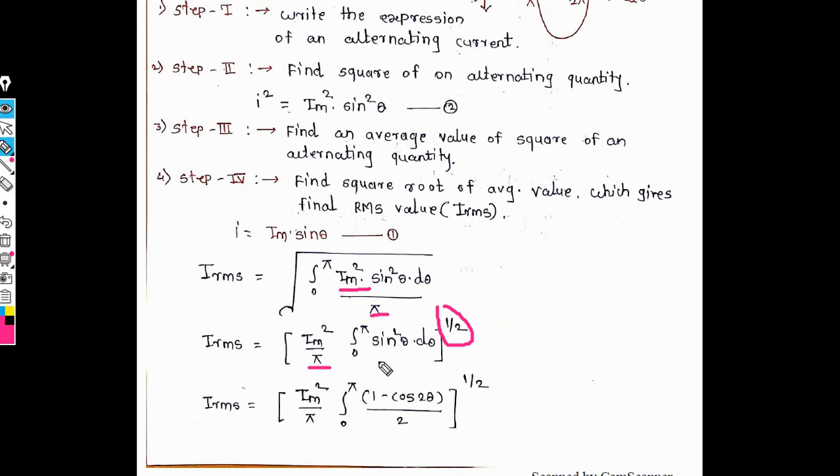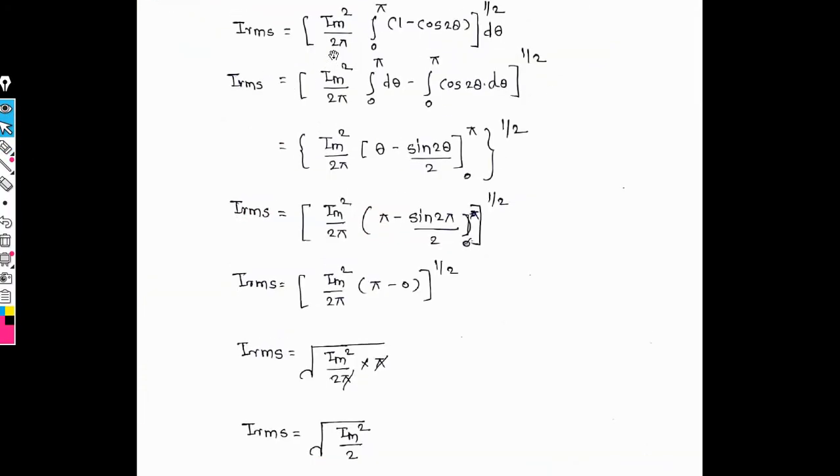Then we put the formula for sin square theta, which is 1 minus cos 2 theta upon 2. This formula is put here. Then the next equation is IRMS equals Im square upon pi, integral 0 to pi of (1 minus cos 2 theta upon 2) into 1 by 2. Then IRMS is equal to Im square upon 2 pi, because we take the 2 out here.